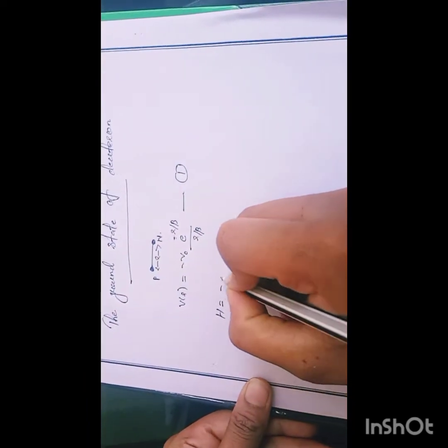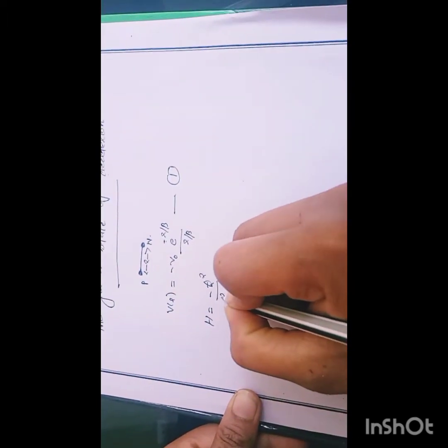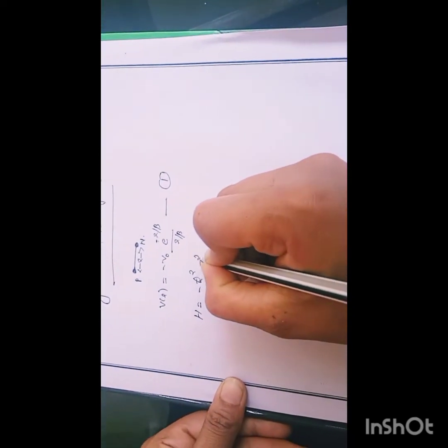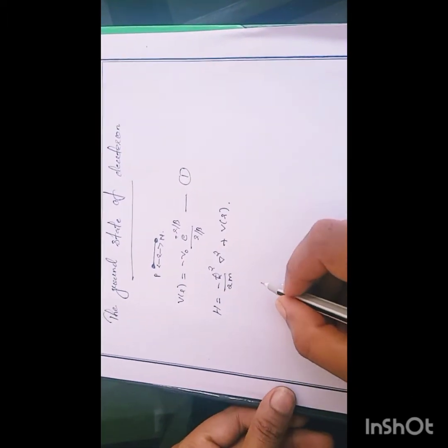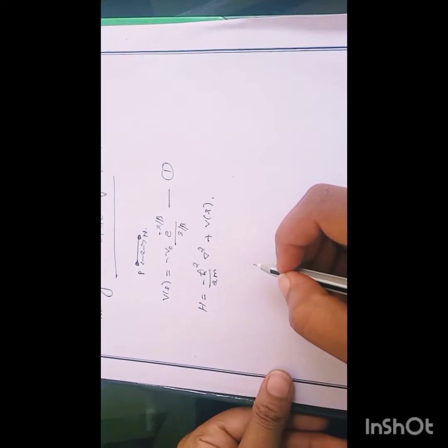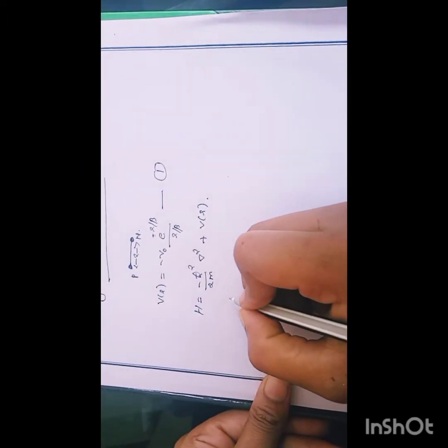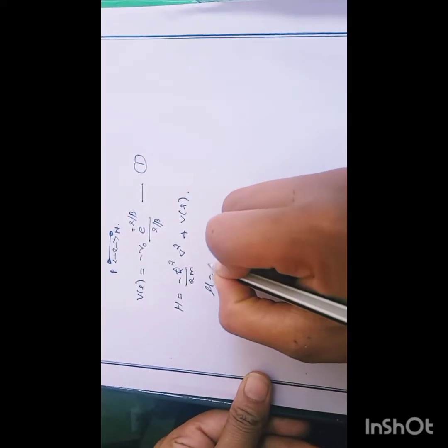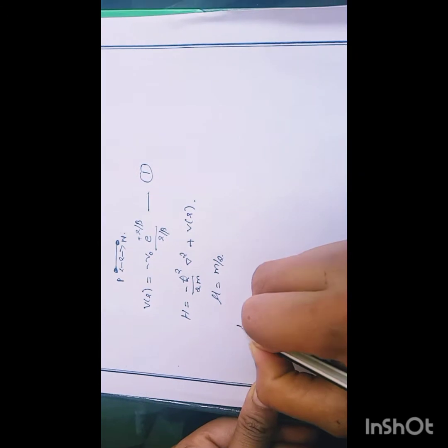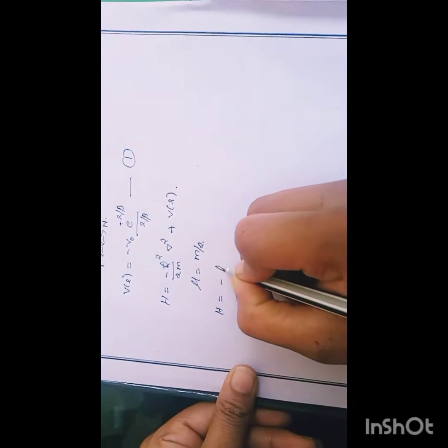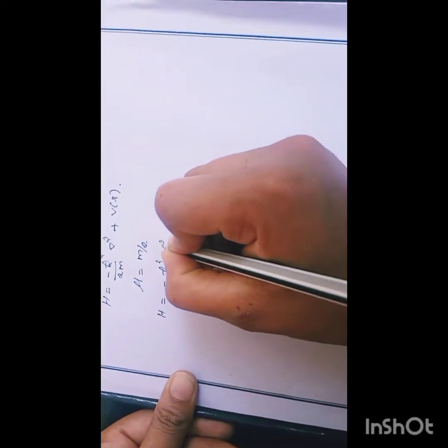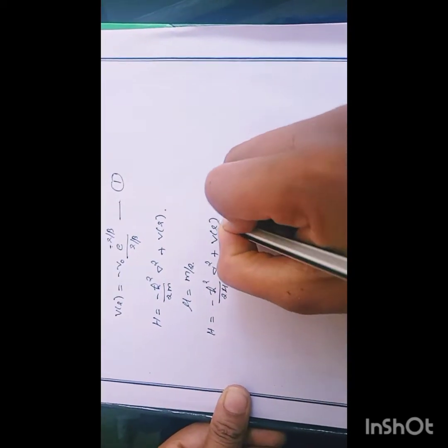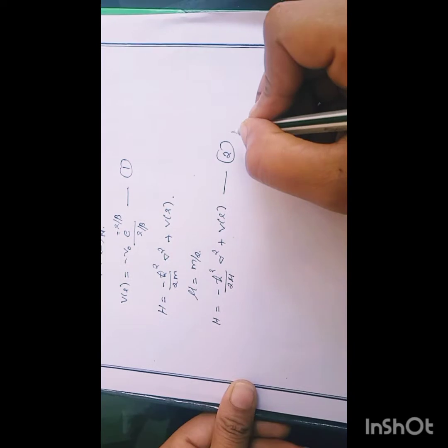Then the Hamiltonian of the system in the ground state, H is equal to minus h cut square by 2m del square plus V of R. And here the mass of the system is for 2 particles. Then the reduced mass mu is equal to m by 2. Then the Hamiltonian becomes H is equal to minus h cut square by 2 mu del square plus V of R. This is equation number 2.